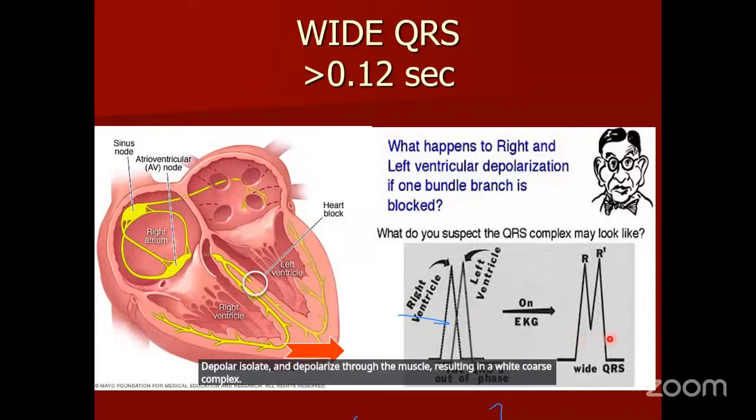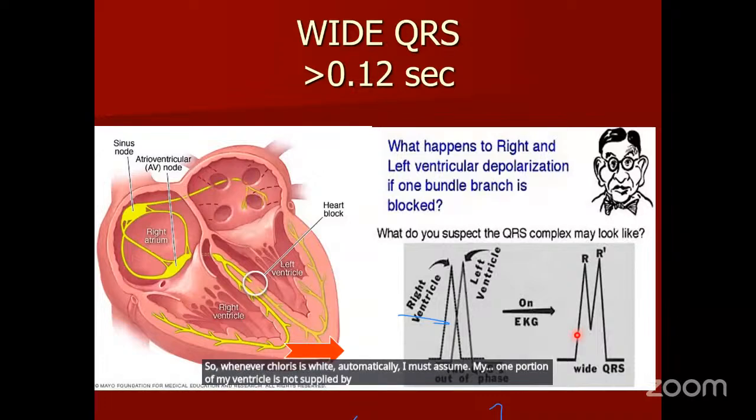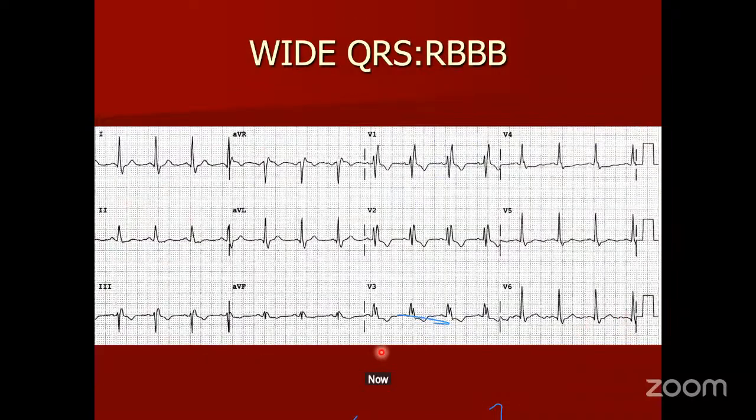So whenever I have a wide QRS, you can see that here, almost simultaneous depolarization of right and left ventricle here, whereas here, the right ventricle depolarization and the left ventricle at different points. So whenever I have a wide QRS complex, the most common cause of a wide QRS complex is that automatically I must assume one portion of my ventricle is not supplied by the specialized conduction of the heart. Now you are going to see the examples of the bundle branch blocks. You can see the QRS is not narrow. You can see the QRS is occupying almost 4 small squares.